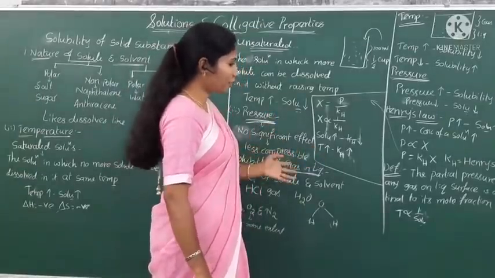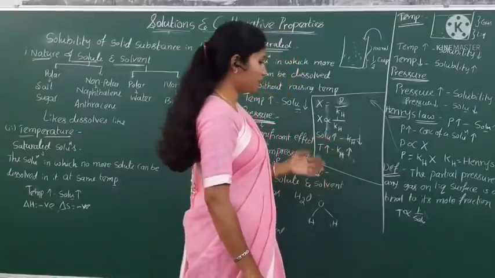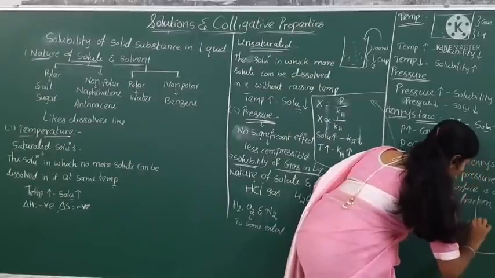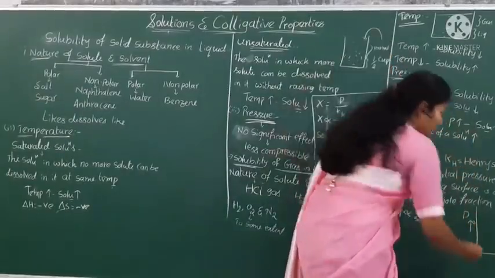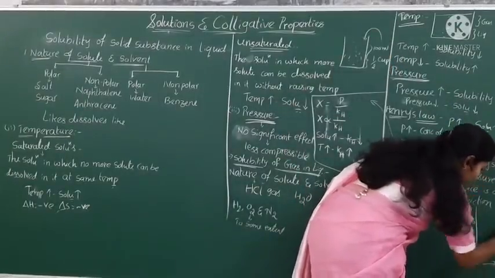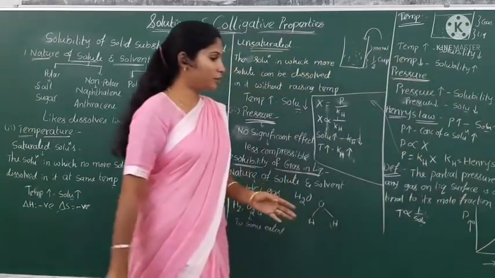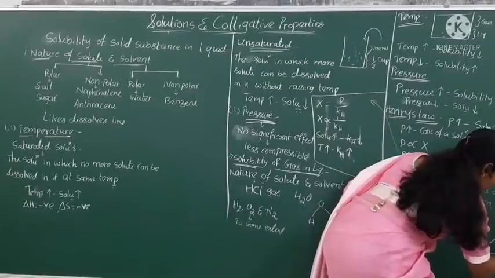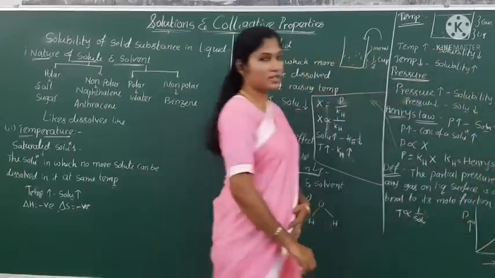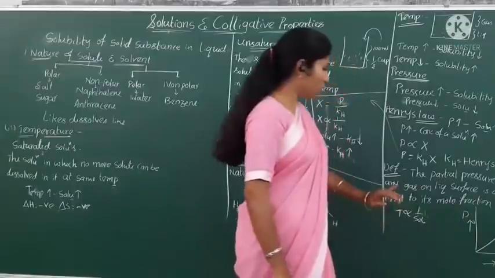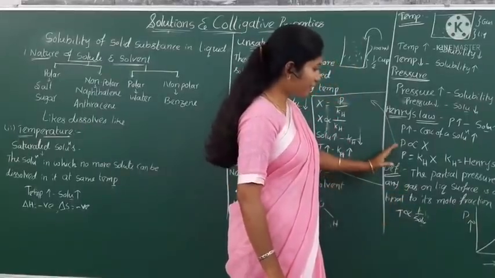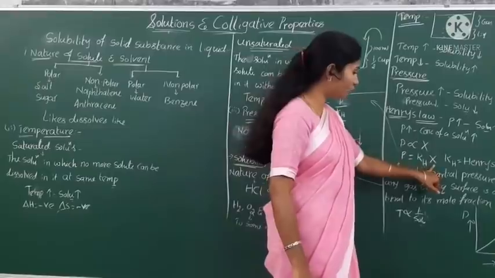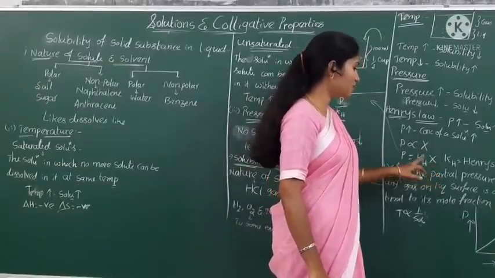Now, plot a graph between the partial pressure and mole fraction. Take partial pressure on the y-axis and mole fraction on the x-axis. Here we will get a straight line passing through the origin, and the slope will be equal to Henry's constant. So we can write P is directly proportional to X, that is, P is equal to KH into X. Here KH is nothing but Henry's constant.